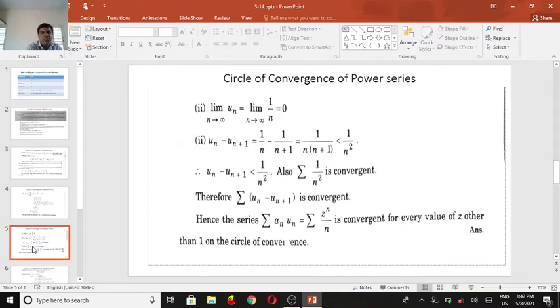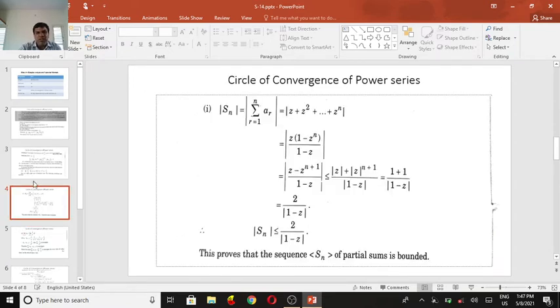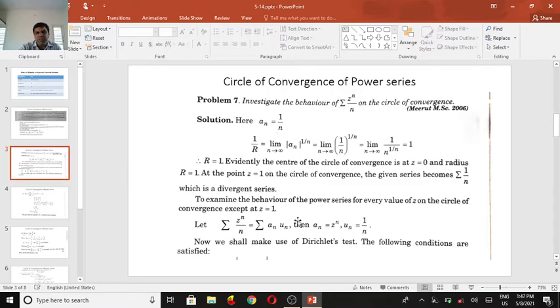Hence, the series summation un, which is summation z power n divided by n, is convergent for every value of z other than 1 on the circle of convergence. So here we observe by using this theorem the behavior of z power n by n on the circle of convergence.